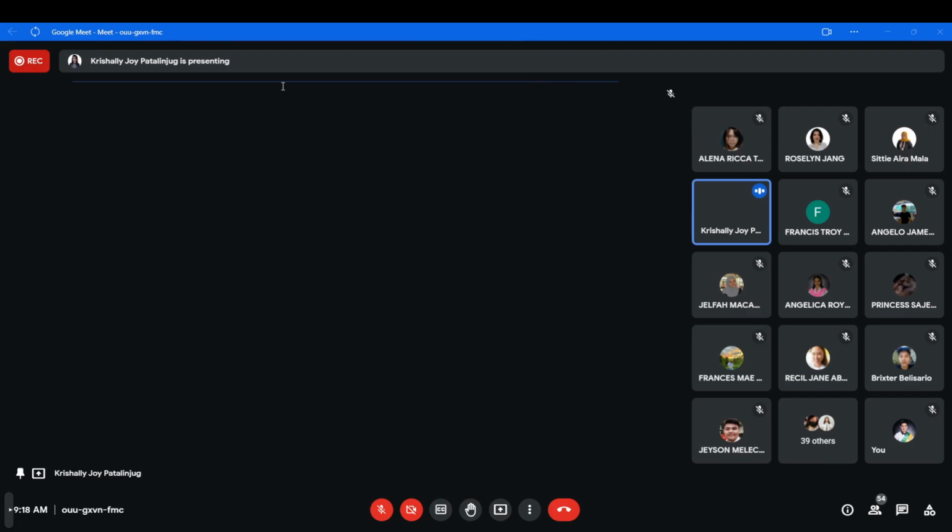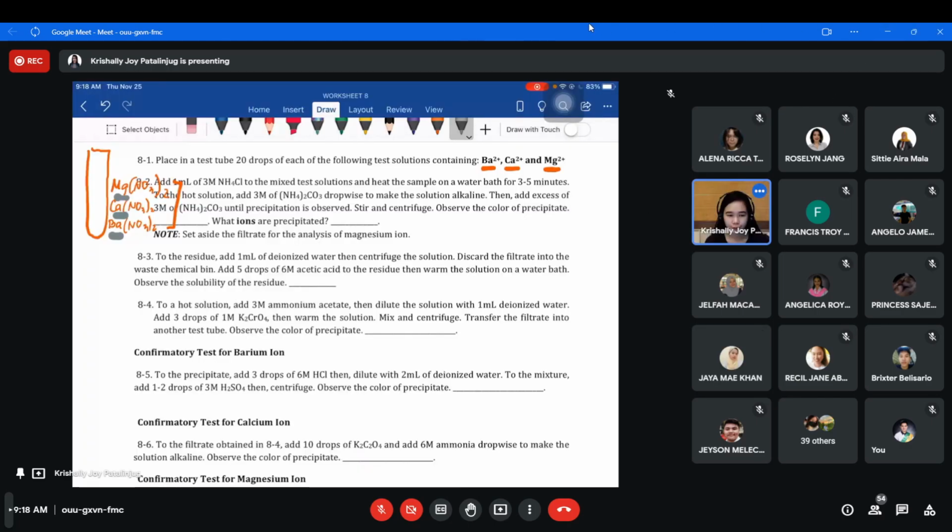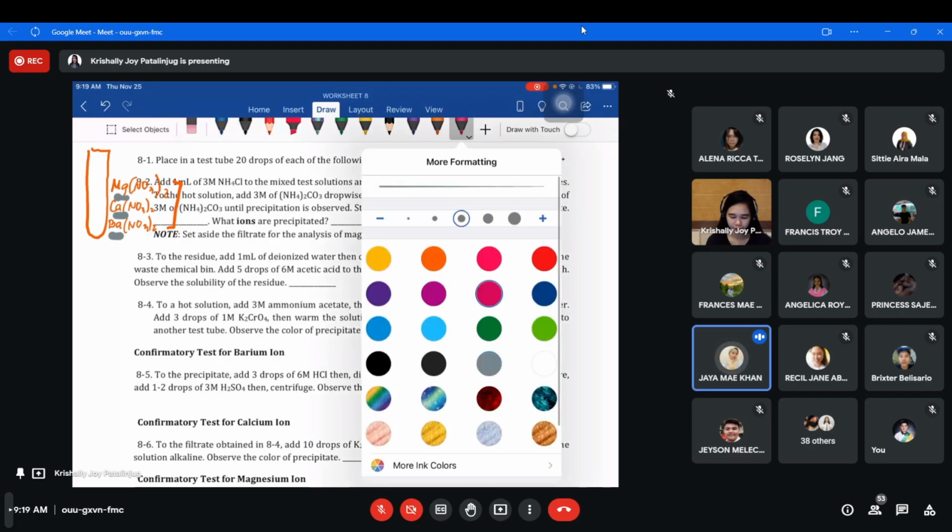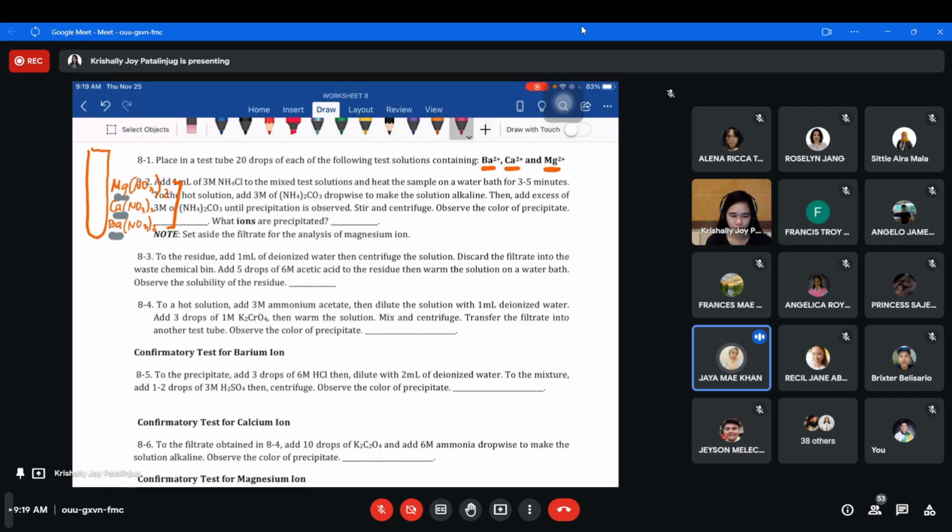Okay, next. Kindly read procedure 2. Jaya. Add 1 ml of 3 molar ammonium chloride to the mixed test solutions and heat the sample on water bath for 3 to 5 minutes. Okay, continue. To the hot solution, add 3 molar of ammonium carbonate dropwise to make the solution alkaline. Then add excess of 3 molar of ammonium carbonate until precipitation is observed. Stir and centrifuge. Okay. So yeah, thank you, Jaya.